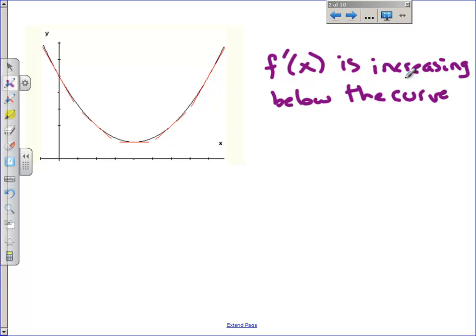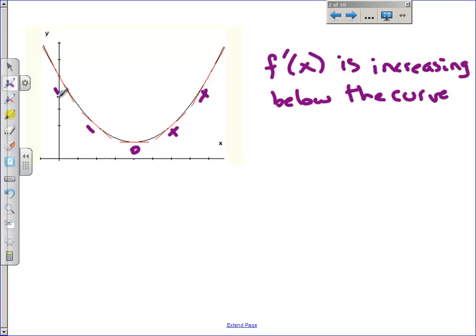The slope of this first red tangent line is pretty big negative. The slope of the next red tangent line is negative, but a bigger number. It's not as negative. Then we go to 0. There was our annoying bell. I apologize about that. Then it goes to positive, and even bigger positive. So we have increasing tangent lines.